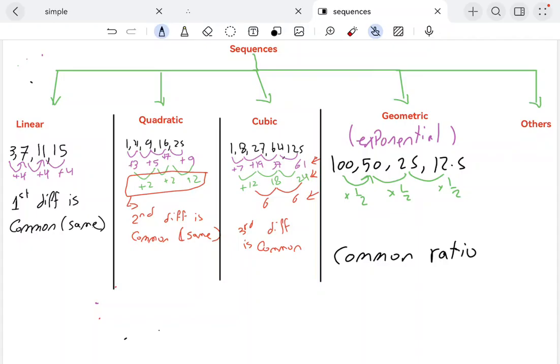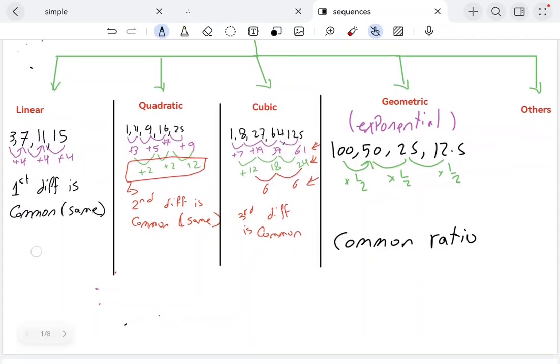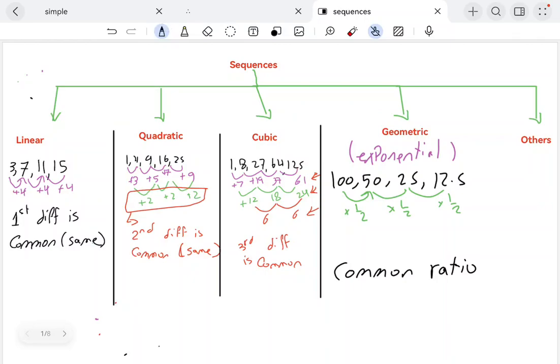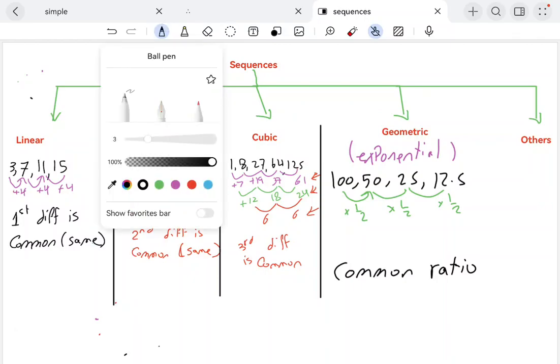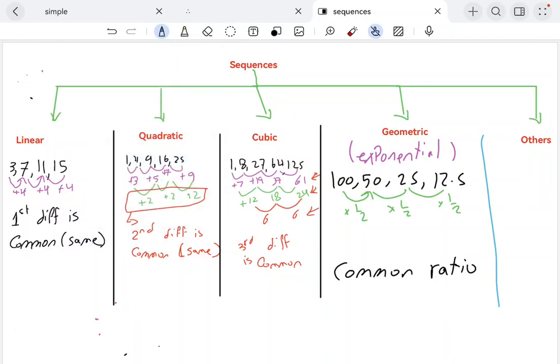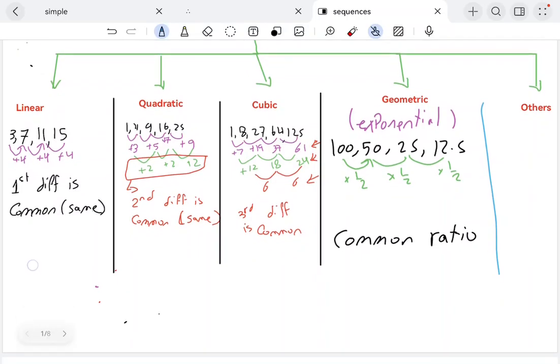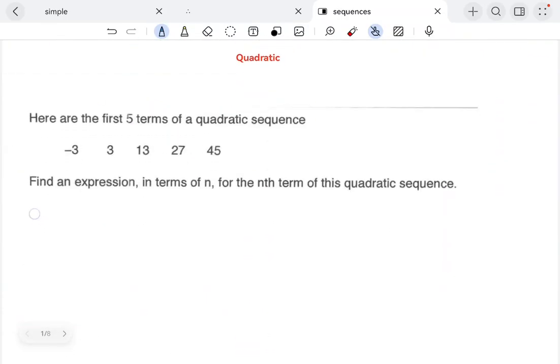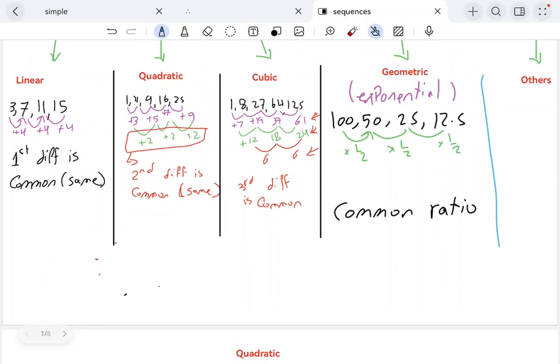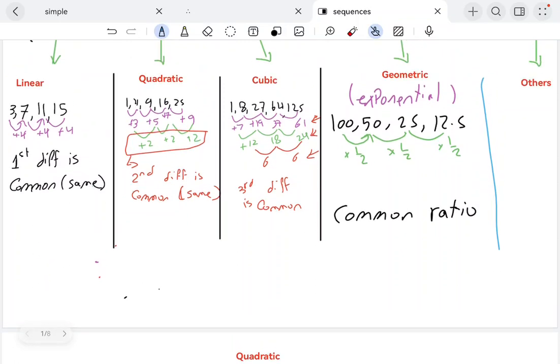That's the first part. What about others? Others could be many, or I'll relate to the examples, okay? So now, quickly, let's explain how to find the nth term. The second part, the part that most of you are waiting for: how to find the nth term.